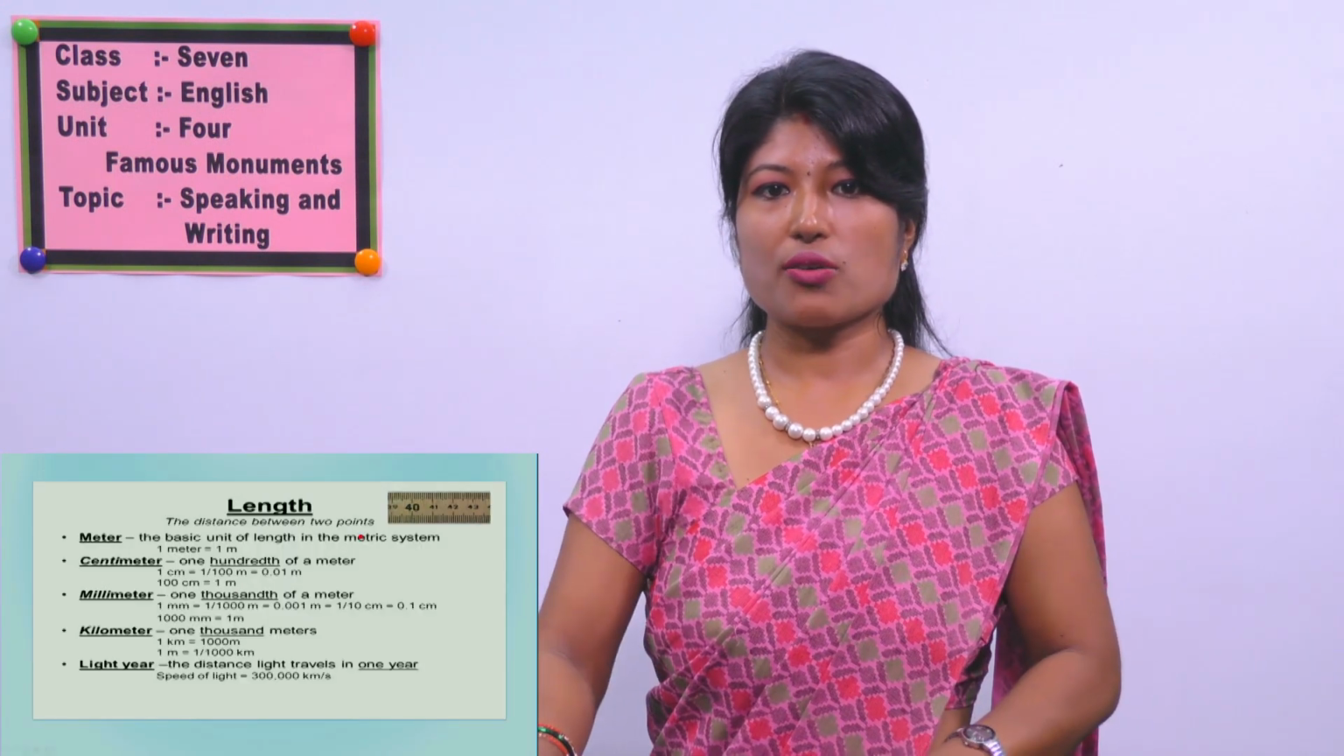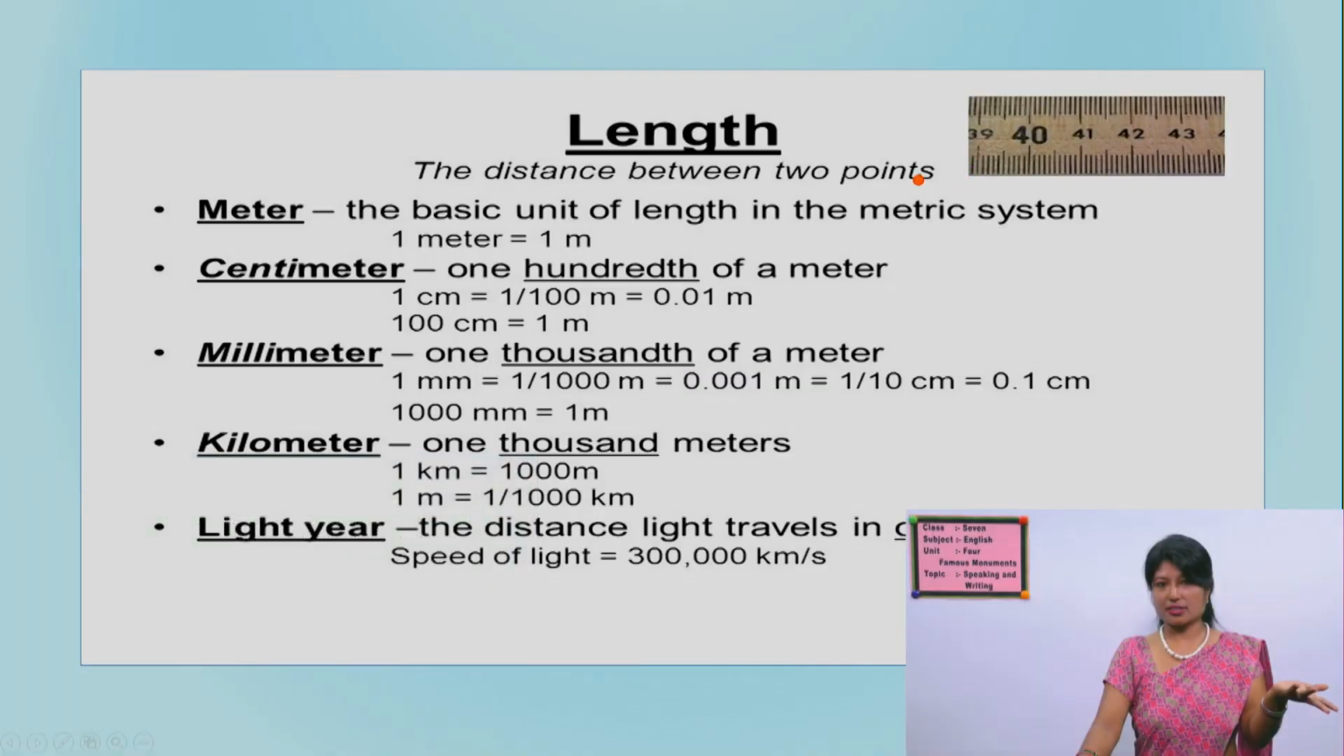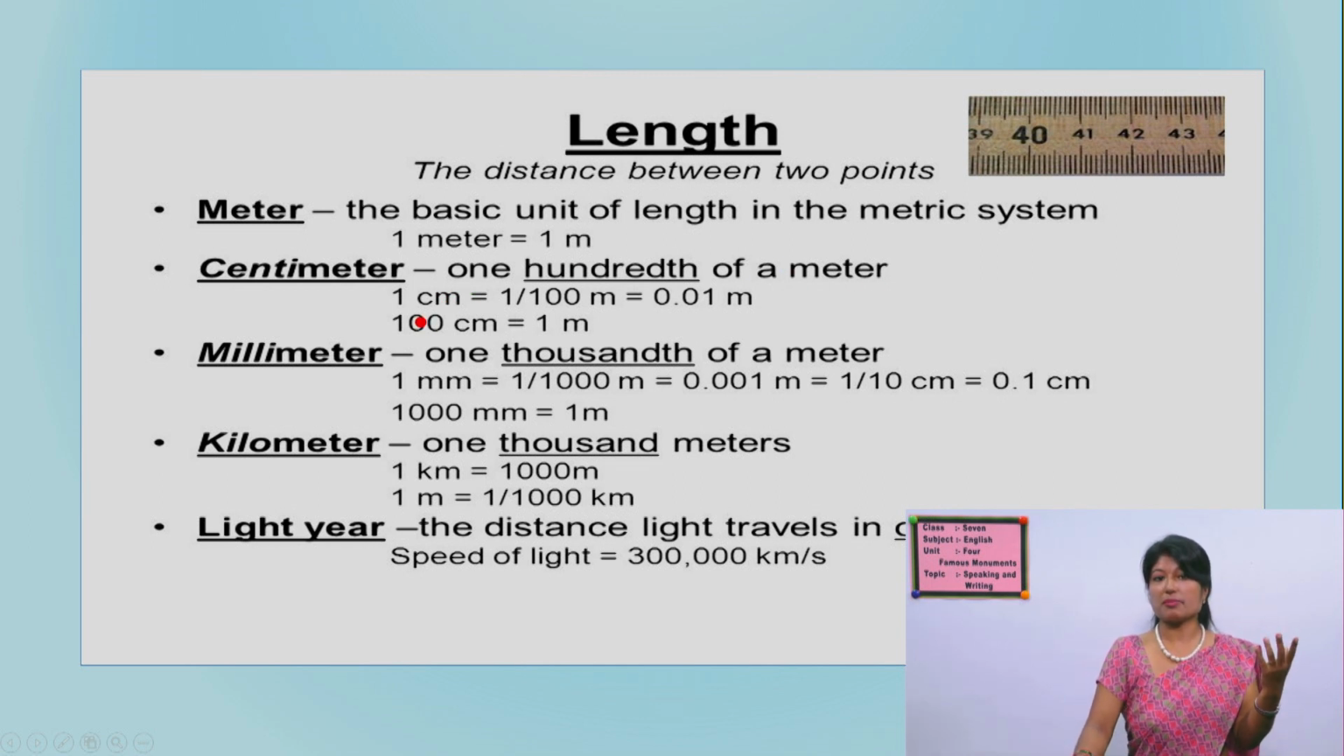One more thing about length now. The distance between 2 points. The basic unit of length in the metric system is the meter, denoted by 1 m. Now centimeter is 1/100th of a meter, meaning 1 centimeter is 0.01 meter. 100 centimeters equal 1 meter.